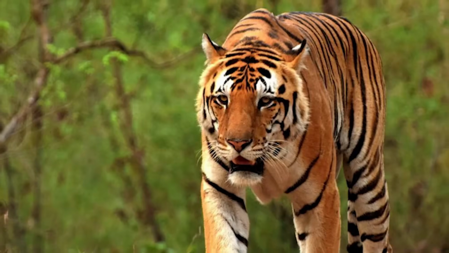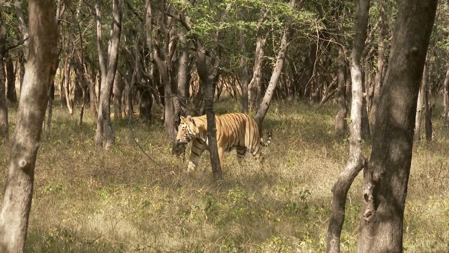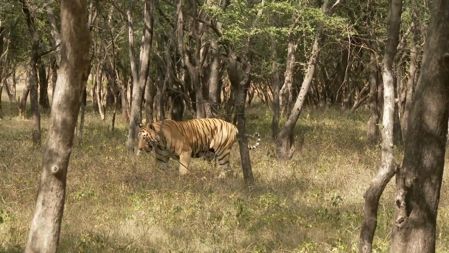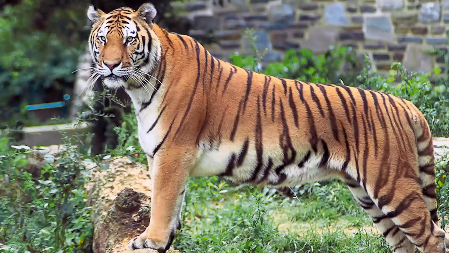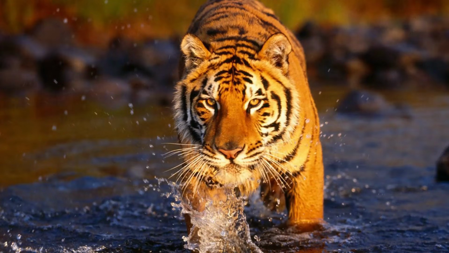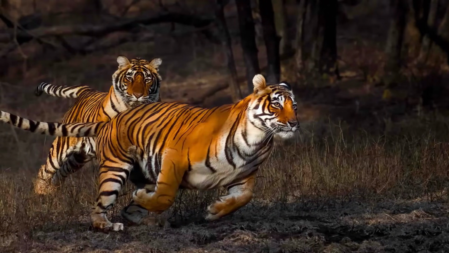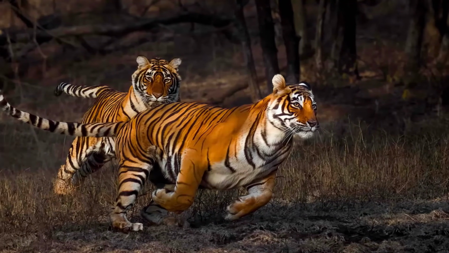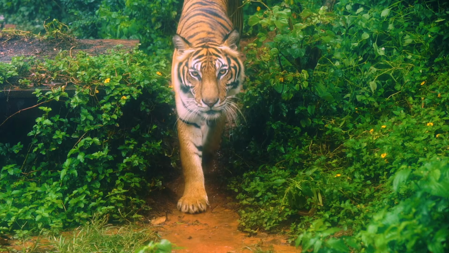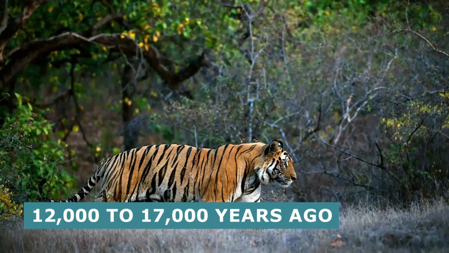Bengal tiger. The Bengal tiger is the nominal subspecies of tiger, which basically means it is the most common subspecies. The cat is known to taxonomists as Panthera tigris, and its common name is derived from India's Bengal region. Some folks refer to it as the Royal Bengal tiger too. These beautiful cats have been around since the late Pleistocene, about 12,000 to 17,000 years ago.